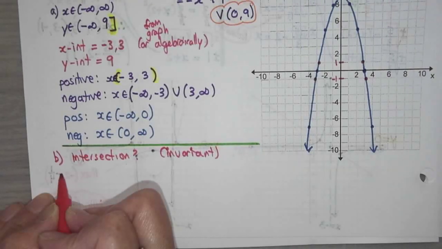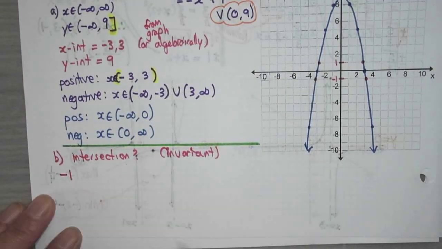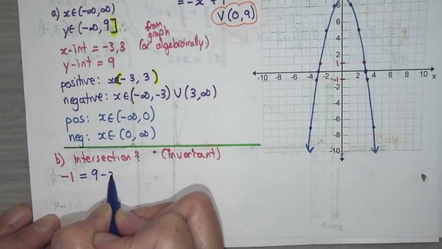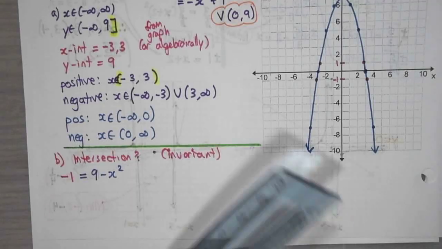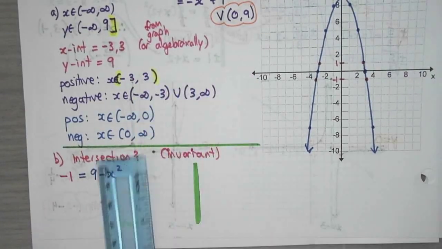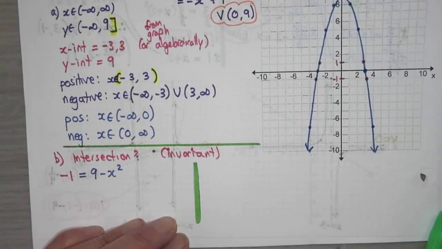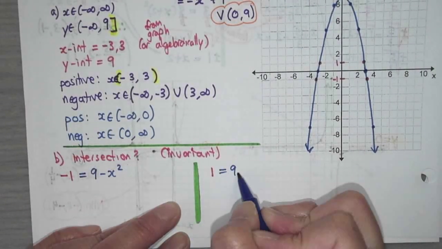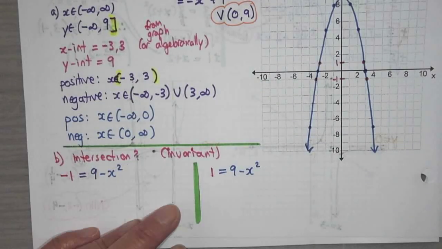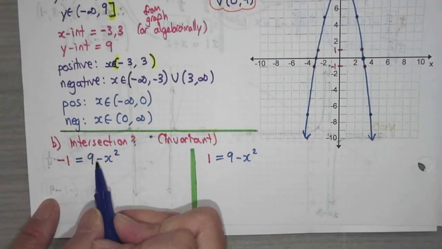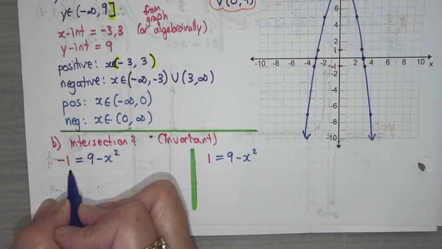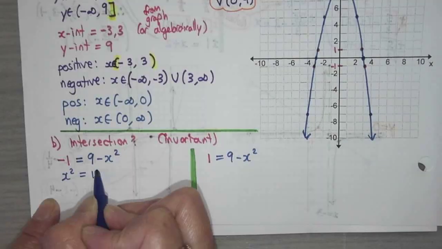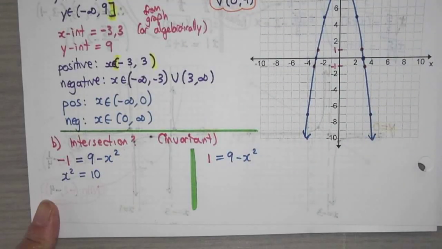Okay, so we're going to go -1 equals my function, 9 minus x squared. And we're going to do it twice. And we're going to go -1. So this will be 1 equals, like that. Okay, and let's solve. So we're going to bring the 9 over. Oh no, I'm going to bring the x squared over. So I'll do x squared here. I'll bring the 1 over and make it positive 10. Is that part okay?